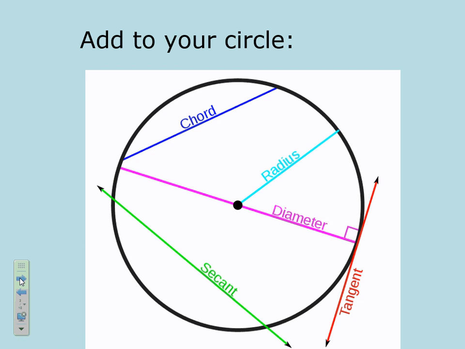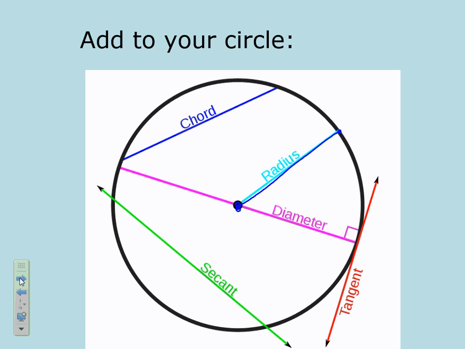So if we were going to start with the radius, remember, we'd start in the center of the circle here, and it goes out to the circle itself. The black part is the circle itself, okay? That big curve all the way around, that's the circle. Diameter is the purple. It goes all the way through the center of the circle. It's that distance all the way across.